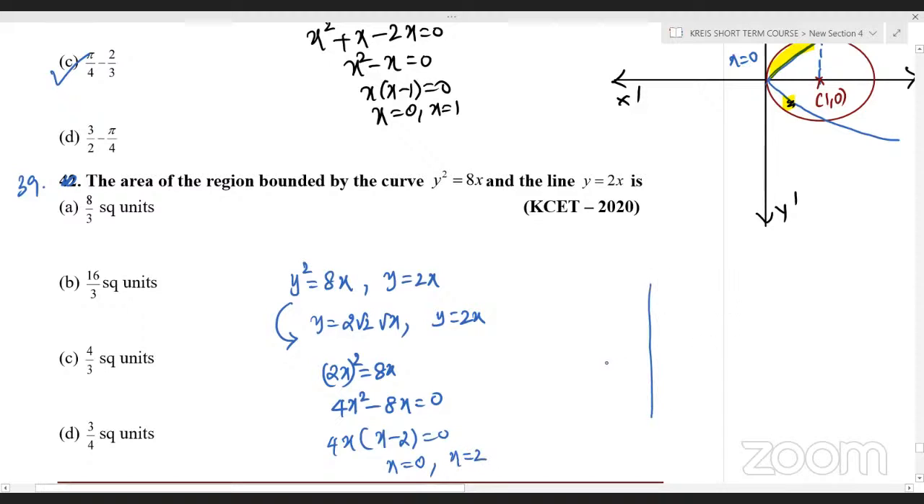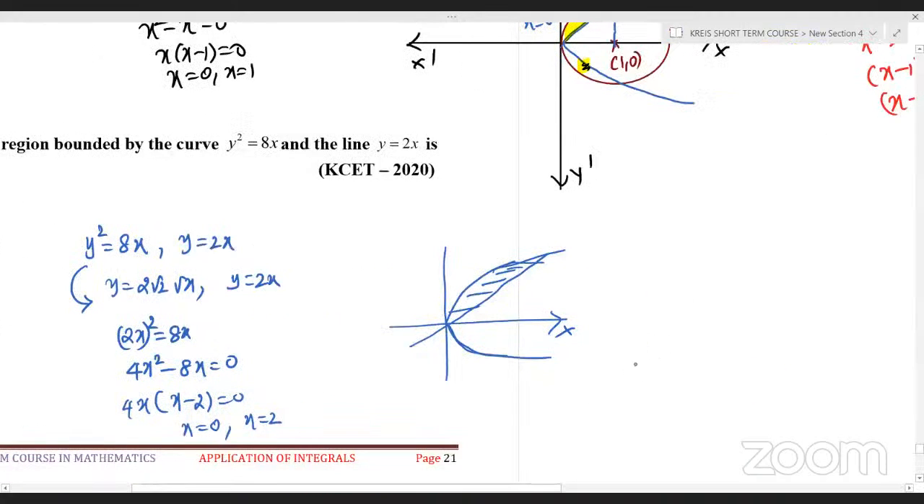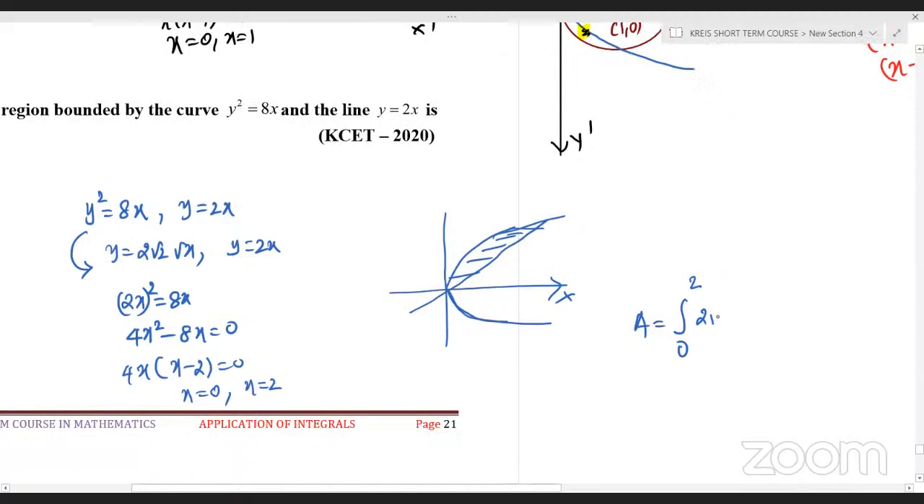So you are having the right open parabola with vertex at origin, and y is equal to 2x. It goes like this. So this is the area you are supposed to find out. Now required area is nothing but integral from 0 to 2 of 2 root 2 root x minus 2x.